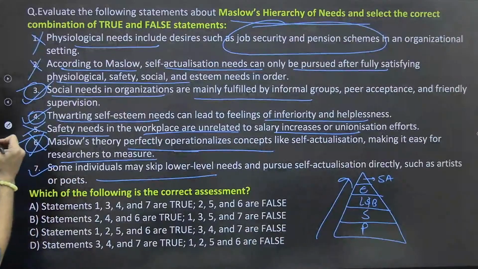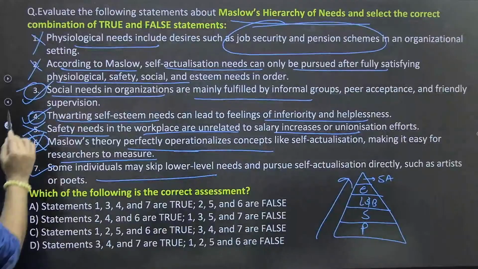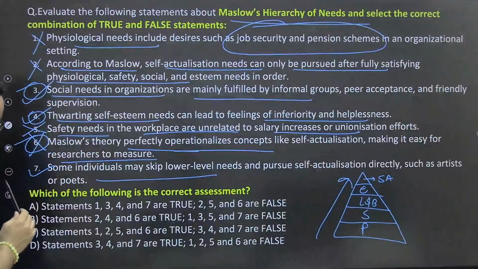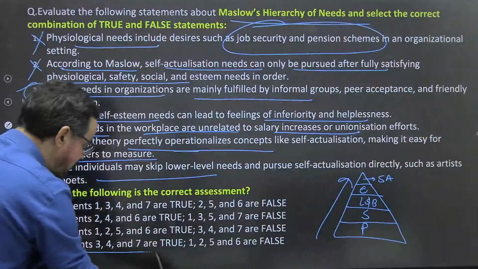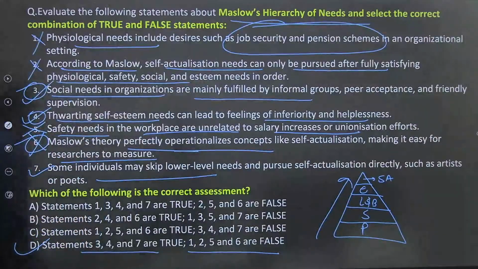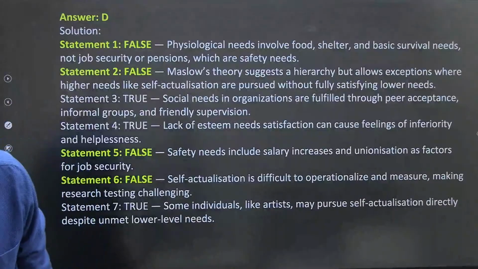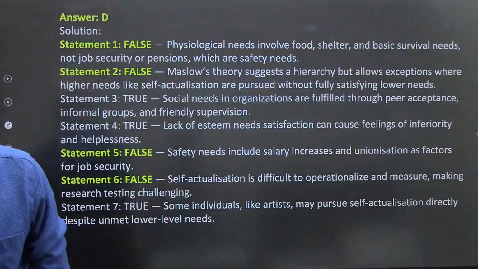So what should be the right answer? The true statements are 3, 4 and 7. 3, 4 and 7 are true, and the remaining 1 to 5 are false. So D should be the right answer for this particular one. Very good. So I got only a single answer for this one, guys.